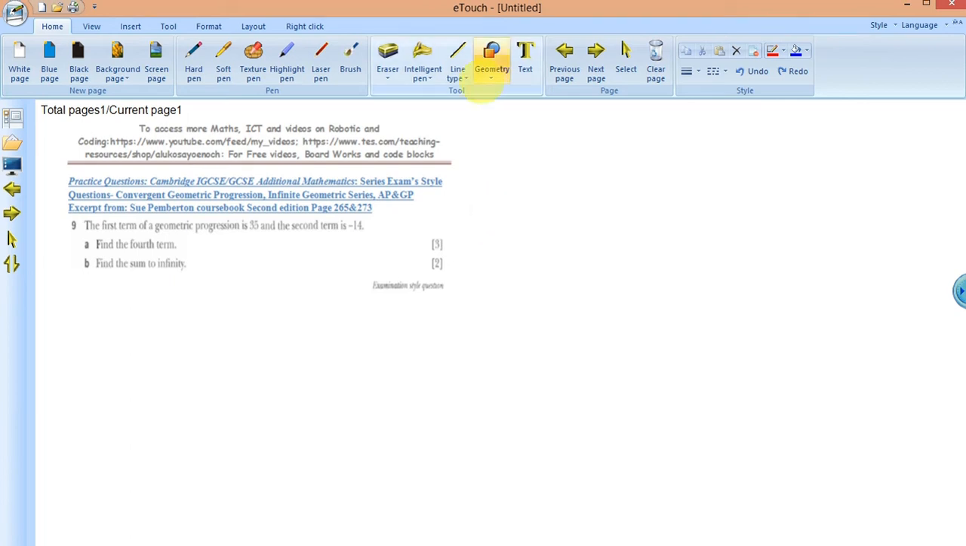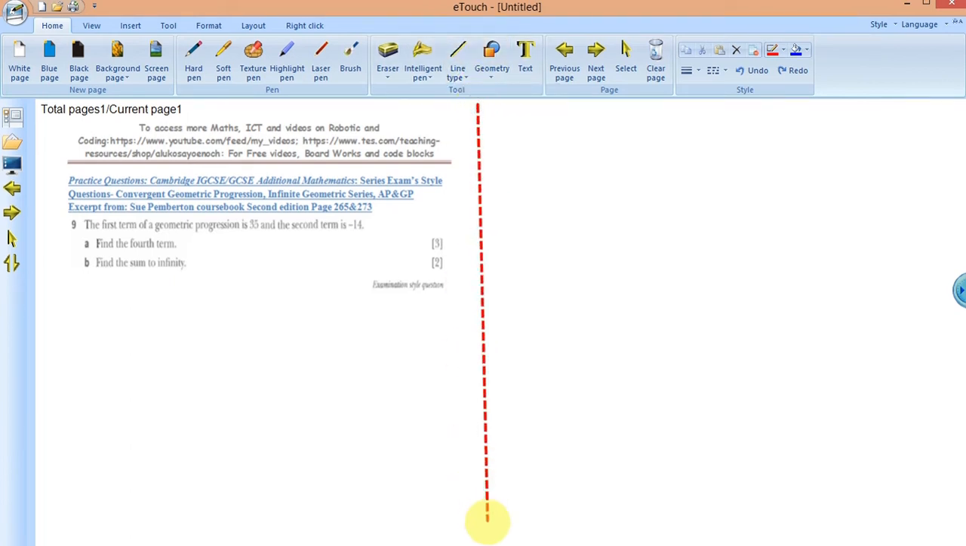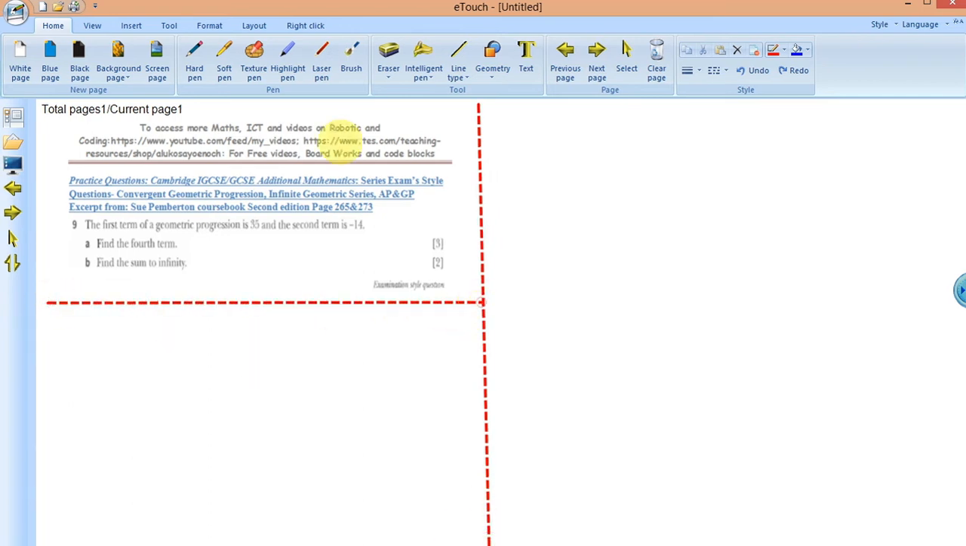Let me just go ahead and demarcate my board as usual. I need to manage my board. Now, this one says that the first term, that is a, because this is a geometric progression, so you have the first term, so represent that one. A is 35.